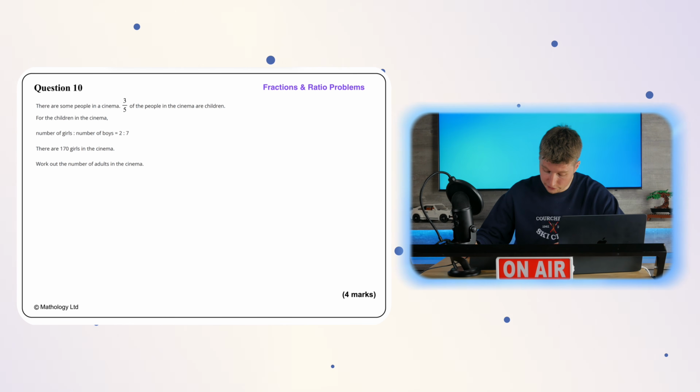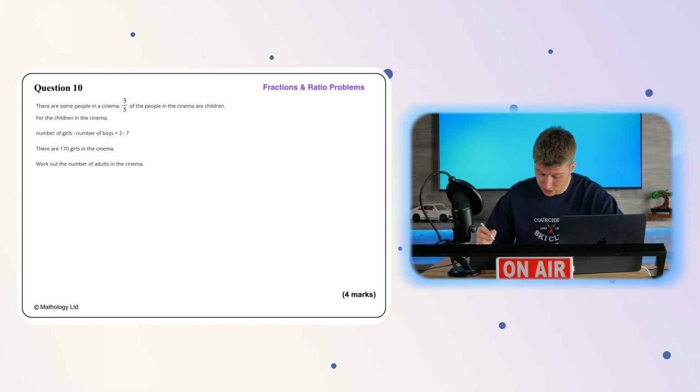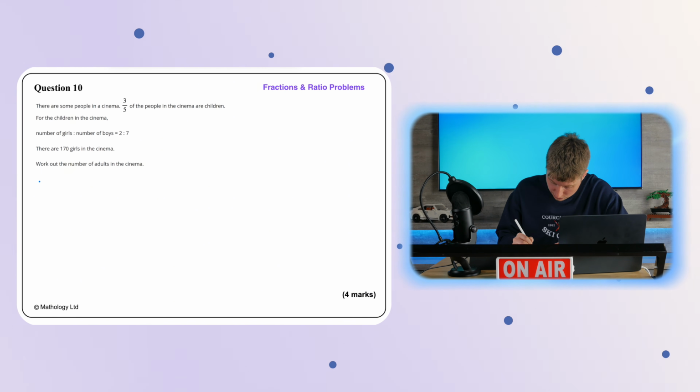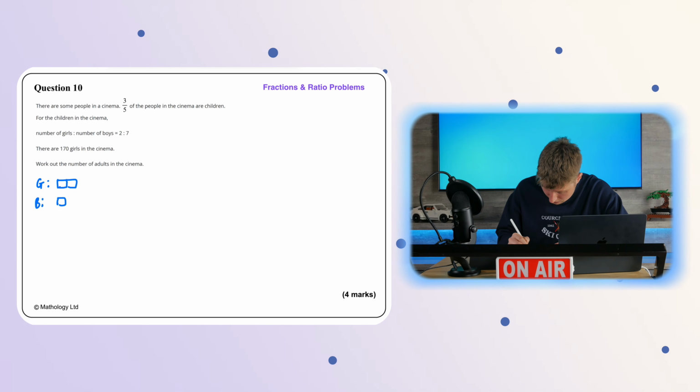Question 10 says there are some people in a cinema. 3/5 of the people in the cinema are children. For the children in the cinema, the number of girls to the number of boys is 2 to 7. There are 170 girls in the cinema. Work out the number of adults in the cinema. So you've got the number of girls to the number of boys is 2 to 7. So we're going to do the block method for this.